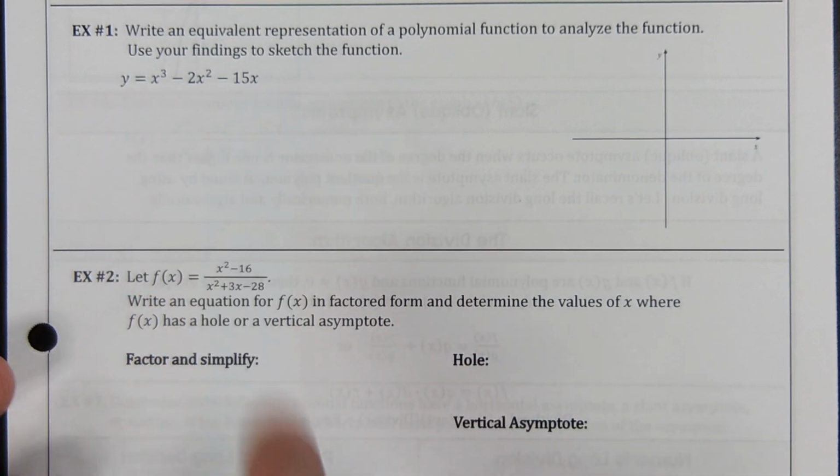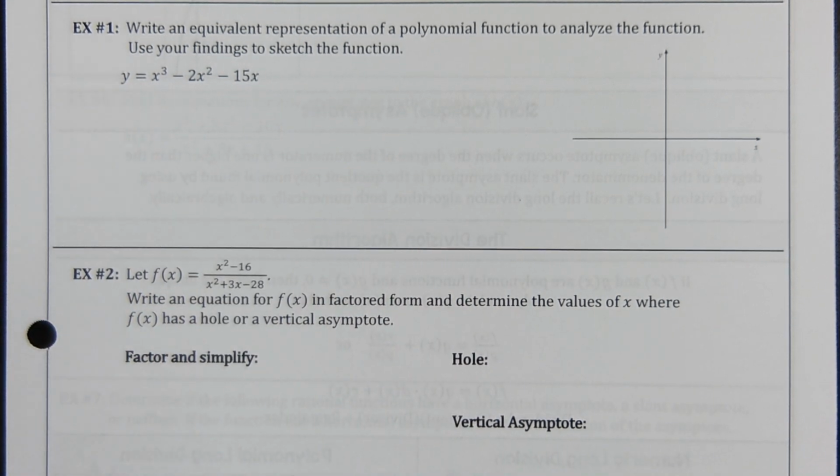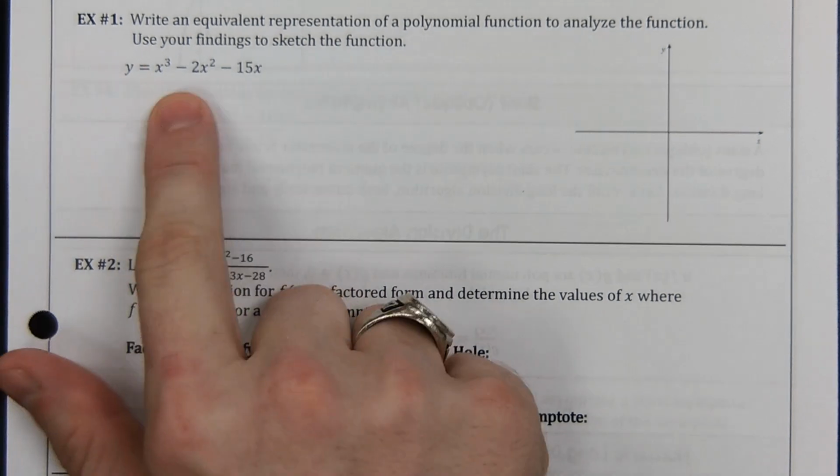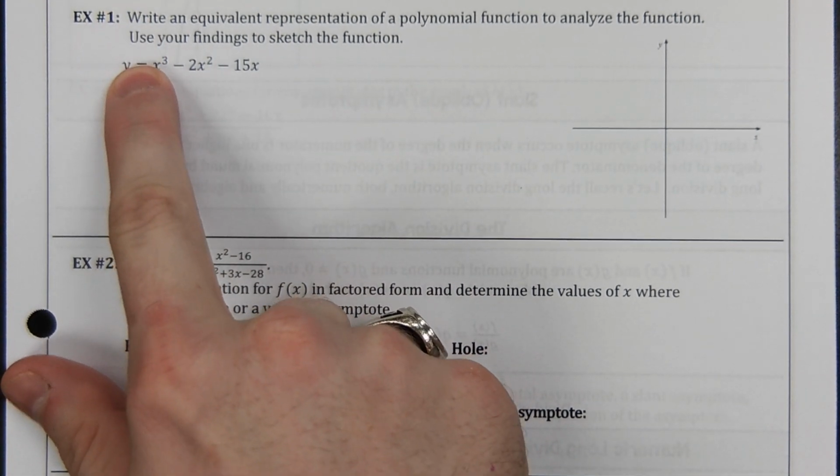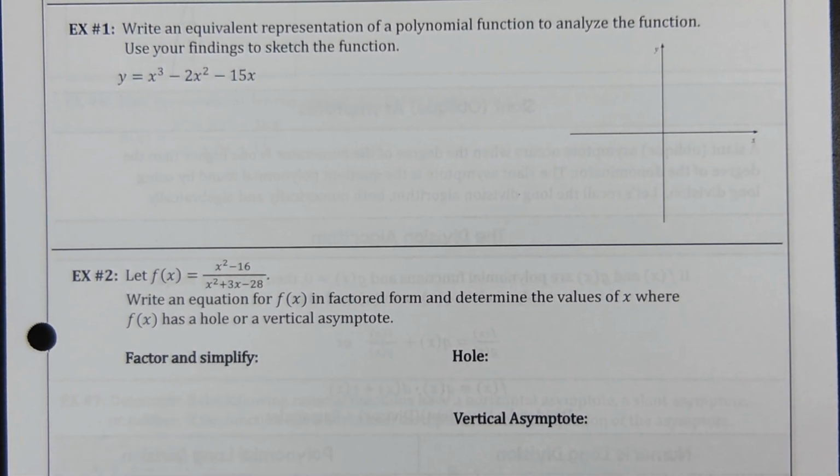Got a polynomial here. It says find an equivalent representation. That means factor it. And then we're going to use the factored form and other things we know to sketch this graph. Cool? Great. First things first. This is an odd degree polynomial.